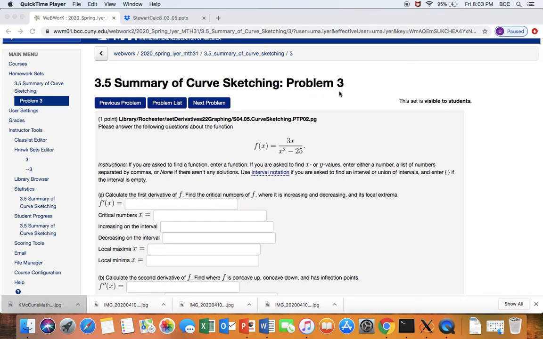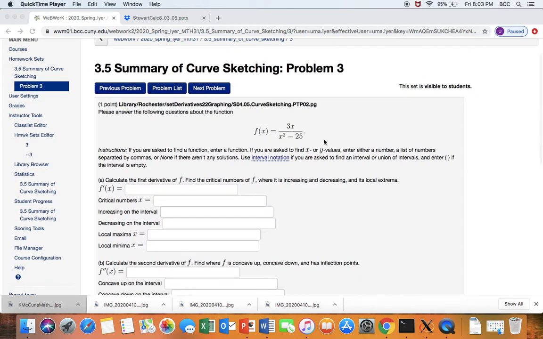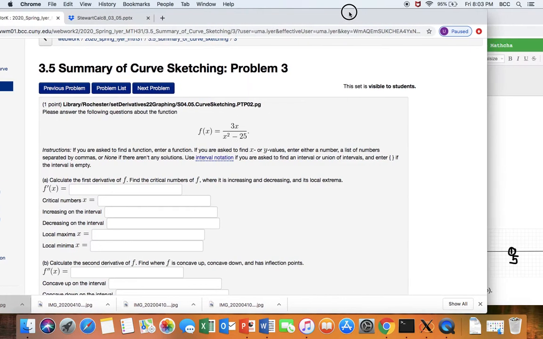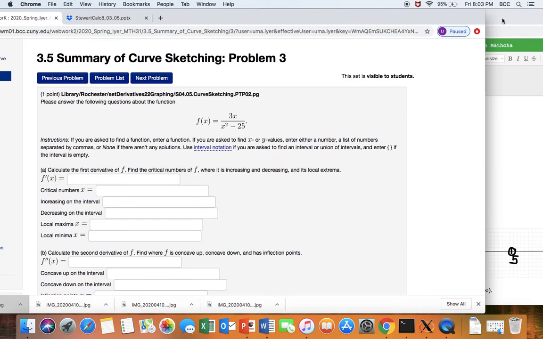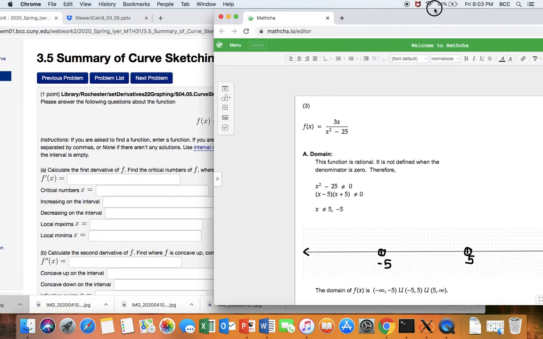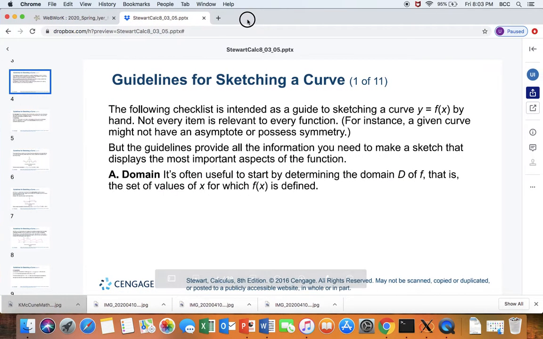Welcome back. Problem 3, section 3.5, from WebWork. The function is f(x) equals 3x over x squared minus 25. There are a bunch of questions, but this is primarily about curve sketching. So I want to utilize this example for us to see how to sketch a curve. Okay, so we are going to go through the guidelines for sketching the curve.